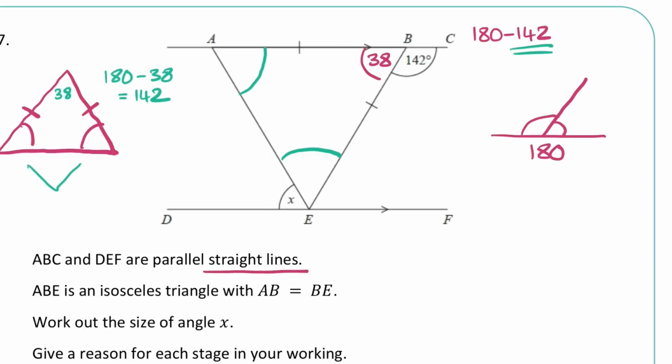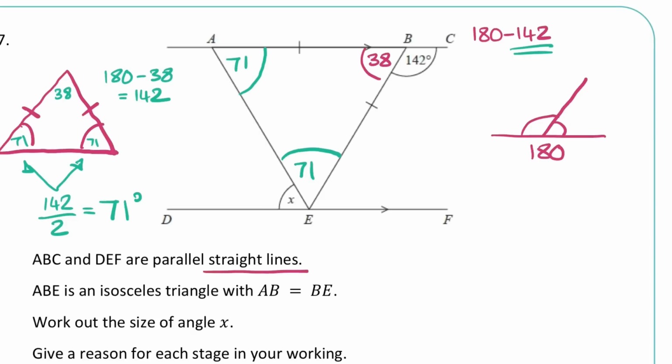If both of the angles are equal, then we want to do 142 divided by 2. If you're not sure what that is, you can do bus stop, but 140 divided by 2 is 70, and 2 divided by 2 is 1. So they are both 71 degrees. Let's label that on the diagram.